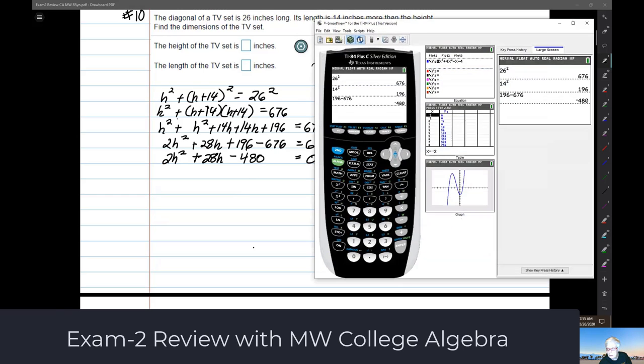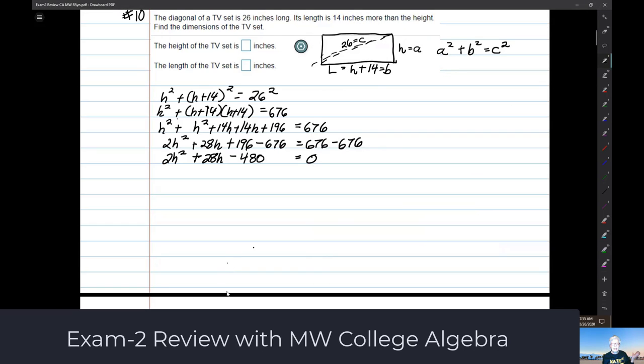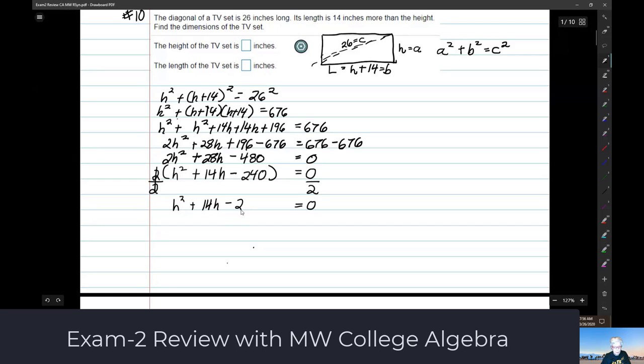Okay, now, I want to make sure that was right. All right, now, take out your GCF. 2 will go into 2, 2 will go into 28, and 2 will go into 480. So we're going to pull it out as the greatest common factor. And since it's an equation, we can divide out the 2. Yes, divide both sides by 2. So our numbers will be smaller and I will be less likely to make an arithmetic mistake. I hate arithmetic. H squared plus 14H minus 240.